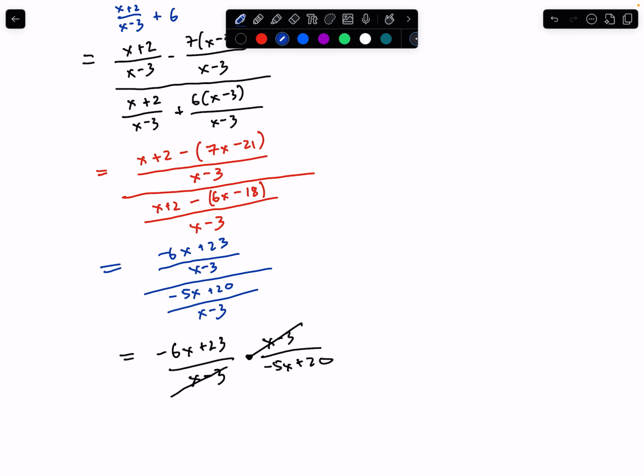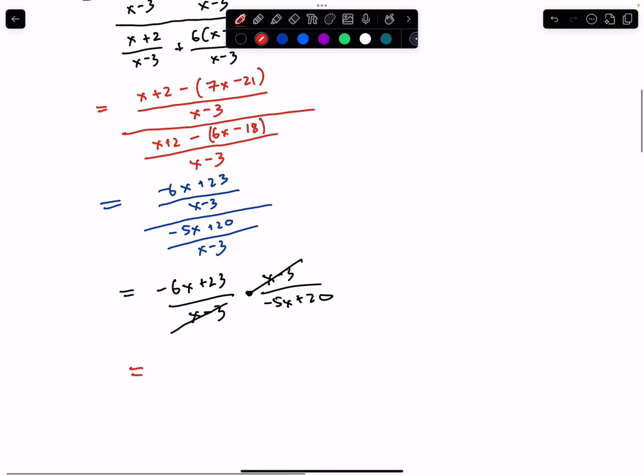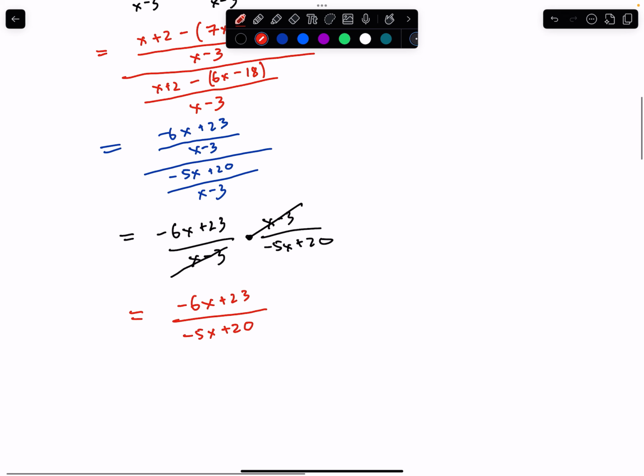let's see, what color are we at? We're at red now. Negative 6x plus 23 on the top. Negative 5x plus 20 on the bottom. Okay, we're almost there. Pretty much done. But you can factor out a 5, looks like. That's about it. That's all.